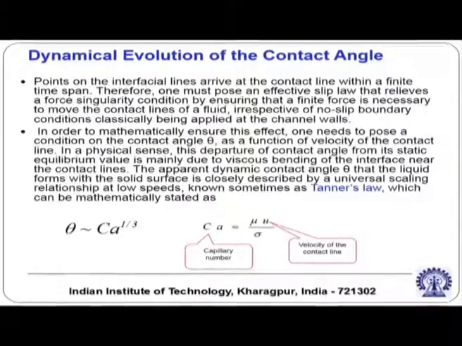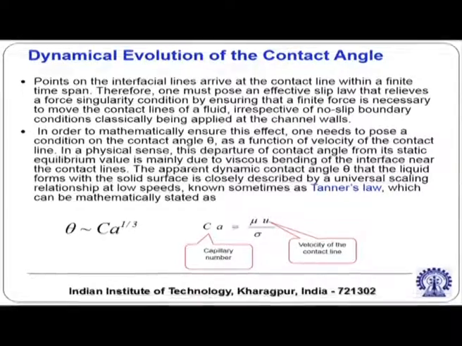So, let us look into that. Points on the interfacial lines arrive at the contact line with a finite time span. Therefore, one must pose an effective slip law that relieves a force singularity condition by ensuring that a finite force is necessary to move the contact lines of a fluid, irrespective of the no slip boundary condition at the channel wall. So, you can pose a slip law that takes into account the movement of the contact line on the surface. That has nothing to do with how you derive the velocity profile using the classical no slip boundary condition.